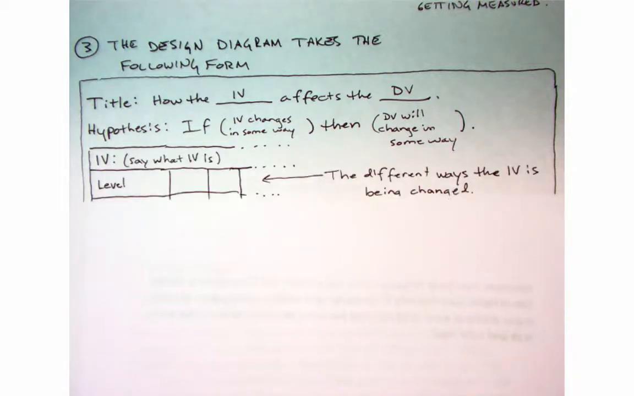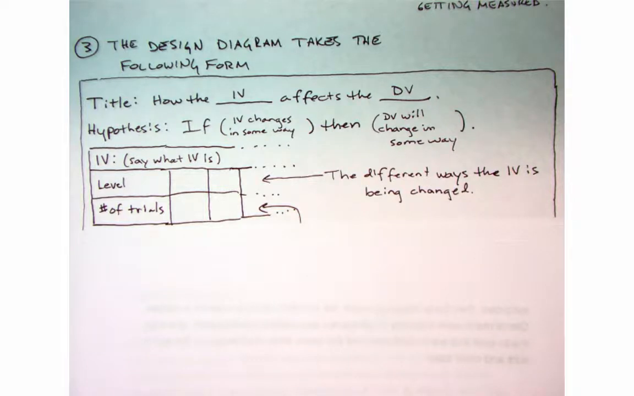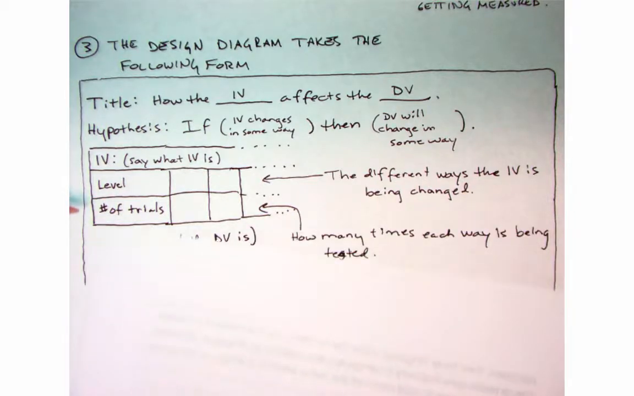Then we make a little table, and on this table we have our independent variable, and we'll just write down what that is right here. This table has 3 rows. The second row includes the level of variable. These are the different ways that the independent variable is being changed. And then the next row includes the number of trials. These are how many times each way is being tested.